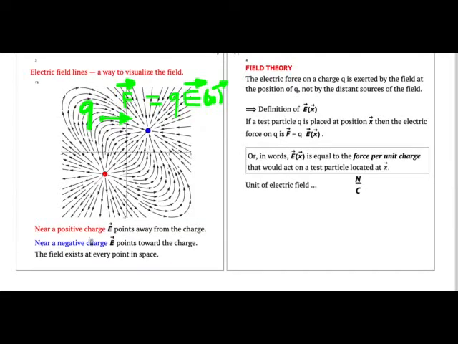Near a negative charge, E points towards the charge. That's because if I put a little test charge here, positively charged, it'll experience an acceleration toward that negative source. Now, okay, so the electric field exists at every point in space. Near a positive charge, it points away from the charge. Near a negative charge, it points towards the charge. At other points, the field sort of curls around. It starts on a positive source and it ends on a negative source.